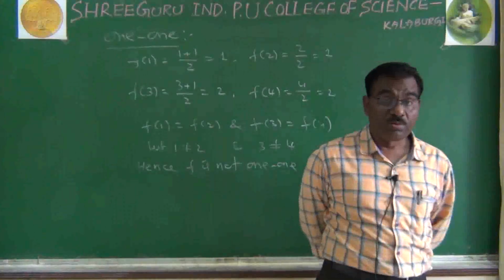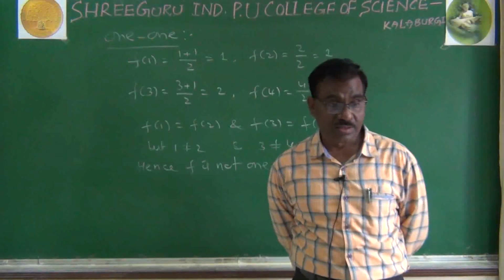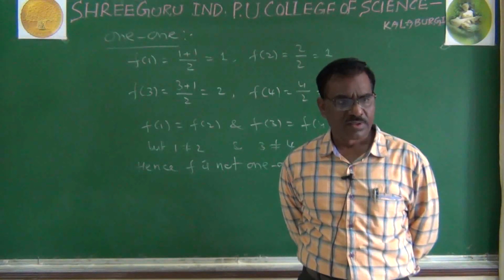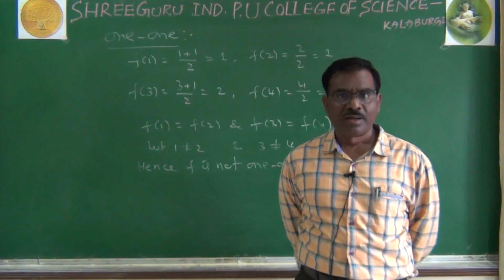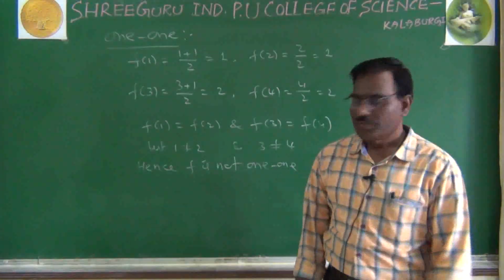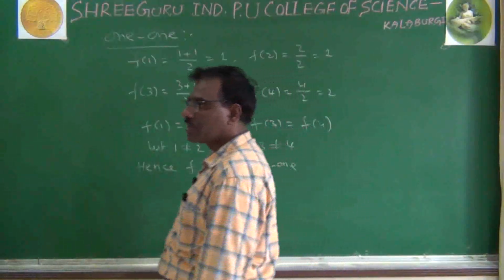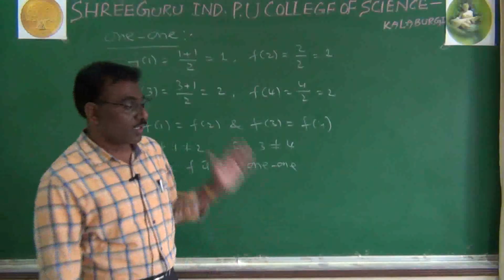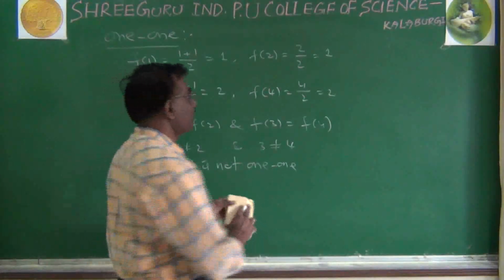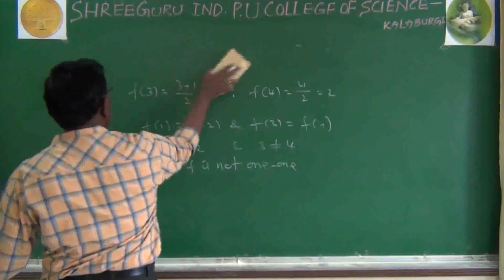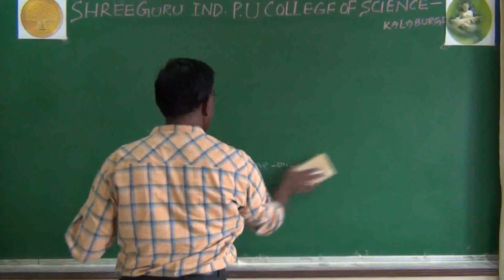But this is an important problem. Even in CET, they will ask the theory also. In CET, you have to use n plus 1 by 2, n by 2. Now, is it 1-1? No, because for an odd number and an even number you will get the same answer. So this is not 1-1. Now you check onto.